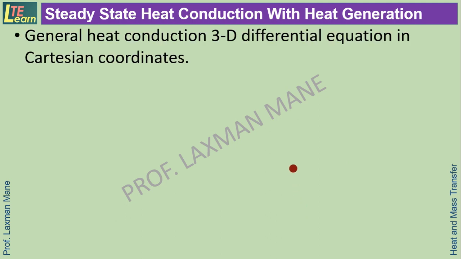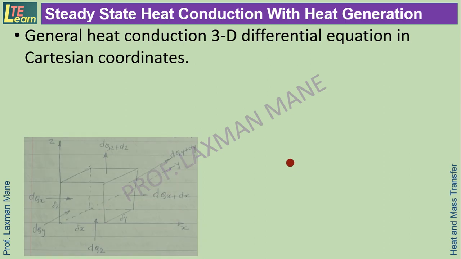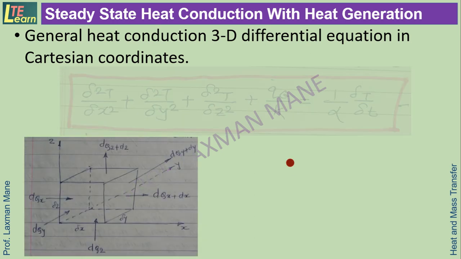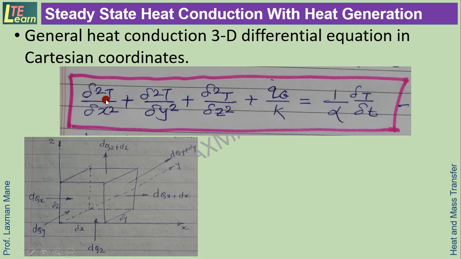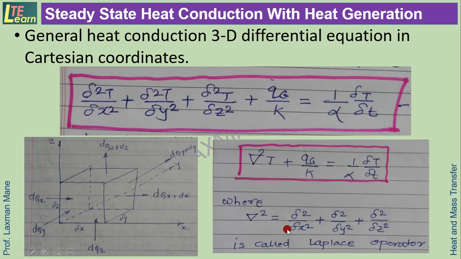The general heat conduction three-dimensional differential equation in Cartesian coordinates is ∂²T/∂x² + ∂²T/∂y² + ∂²T/∂z² + Q/K = (1/α) ∂T/∂t, where this is called the Laplace operator. This is a three-dimensional differential equation.